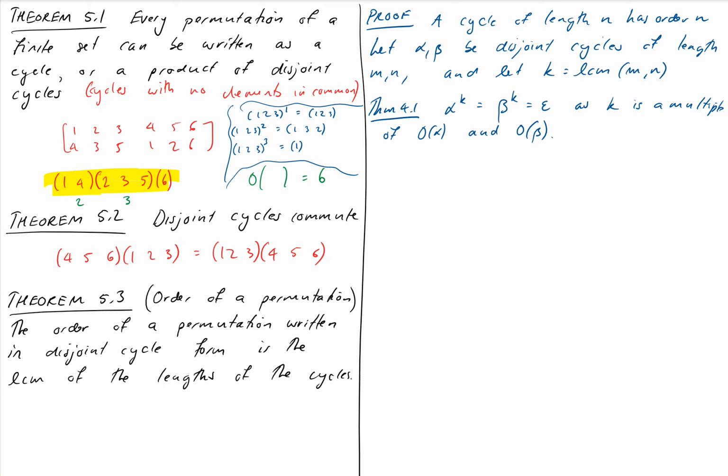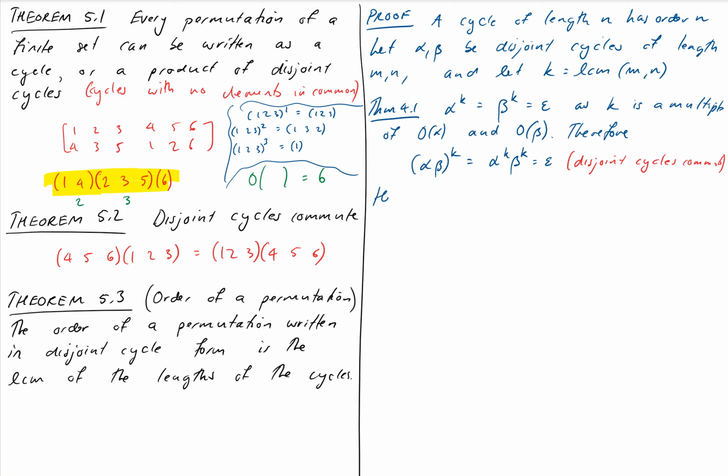Okay, so if I take alpha beta to the k, alpha beta to the k is equal to alpha to the k, beta to the k, because alpha and beta are disjoint. Let's actually make an explicit note of this because it doesn't automatically hold. Disjoint cycles commute. Because they are disjoint, I can group all the alphas together and all the betas together. So therefore, alpha beta to the k is equal to the identity.